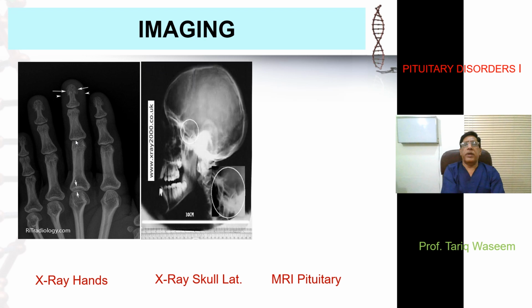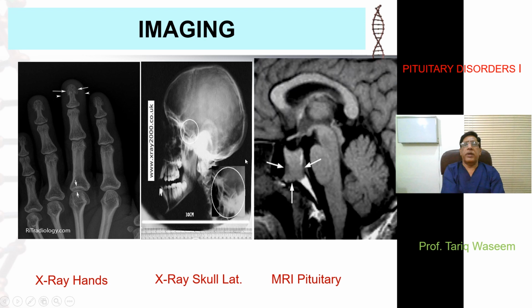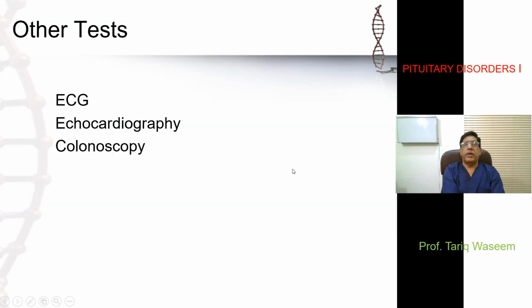If you go for, say, a skull X-ray, this would lead to widening of the pituitary fossa on a lateral skull X-ray, and if you go on to the MRI, then you can possibly see this huge tumor occupying the pituitary area. This is a pituitary adenoma.